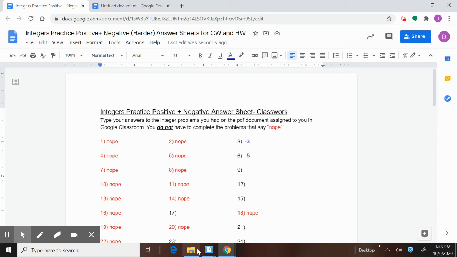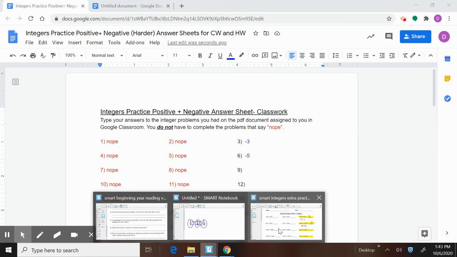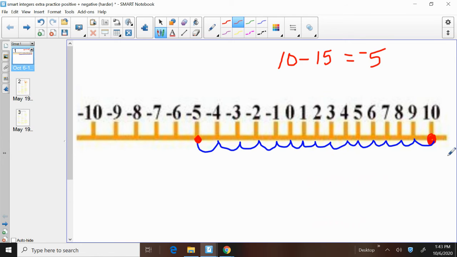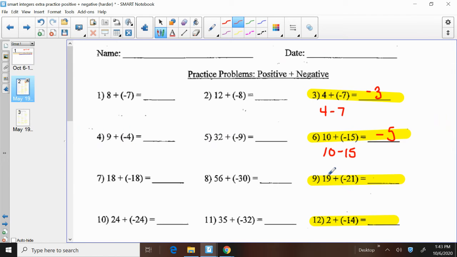All right. So as I said, we couldn't use the number line for this because you're going to see that I can't start at a 19 because this number line only goes to 10. So then how do I do these sort of problems where I can't use a number line? Well, that's a good question.